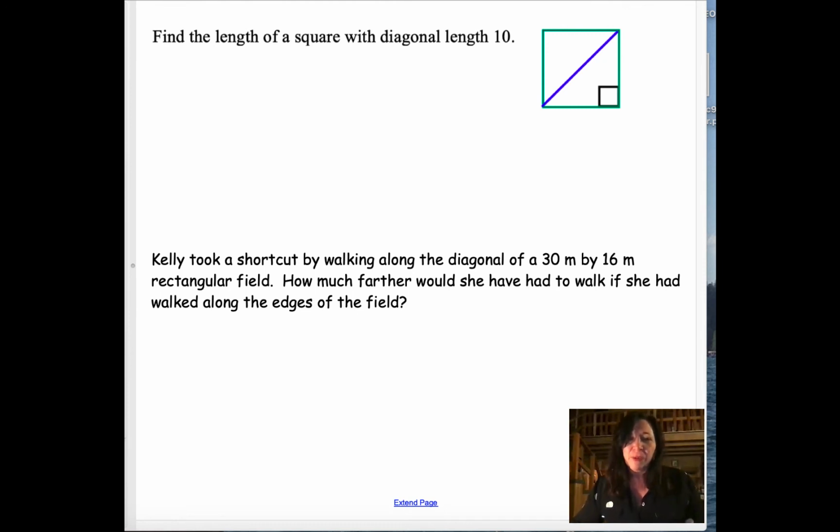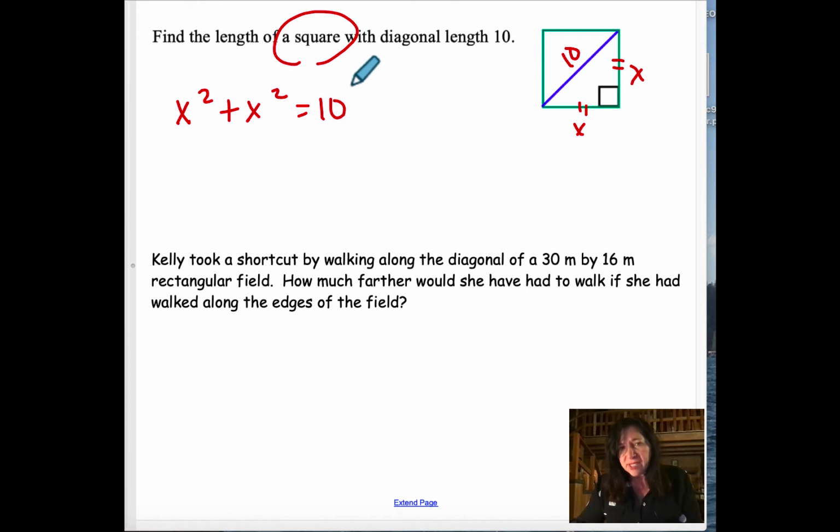Okay, for this problem here, it says find the length of the diagonal of a square that has a diagonal length of 10. So we know that. We don't know this side. Oh, but we don't know this side either, right? But because it's a square, they told us that. We know that both of the sides are congruent. All the sides, all the way around. So then we can say, well, x squared plus x squared is equal to 10 squared.